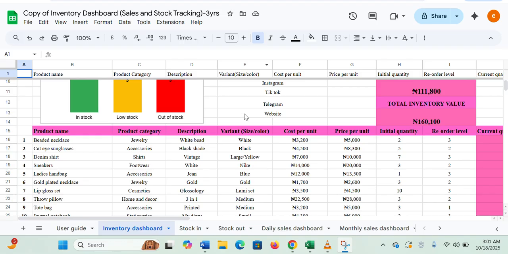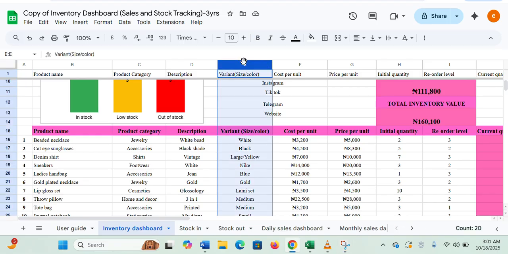Then the variant, which is column E. For a particular product, you might have three of it in different sizes and different colors, and their prices vary. So it is important that you take note of the varieties of product that you have, whether by size or by color.